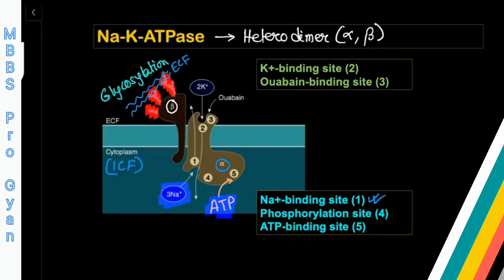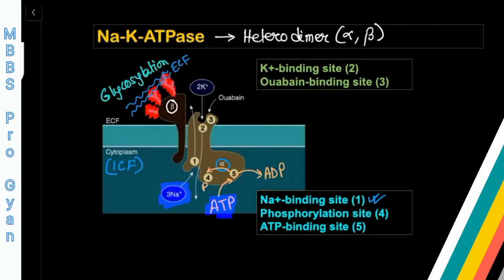Now after binding, what will happen? Because the molecule contains ATPase activity, this adenosine triphosphate molecule will be broken down to adenosine diphosphate. And the phosphate will be transferred to the phosphorylation site. That means whenever you break down the adenosine triphosphate to diphosphate, there is phosphorylation of one of the amino acids in this molecule.